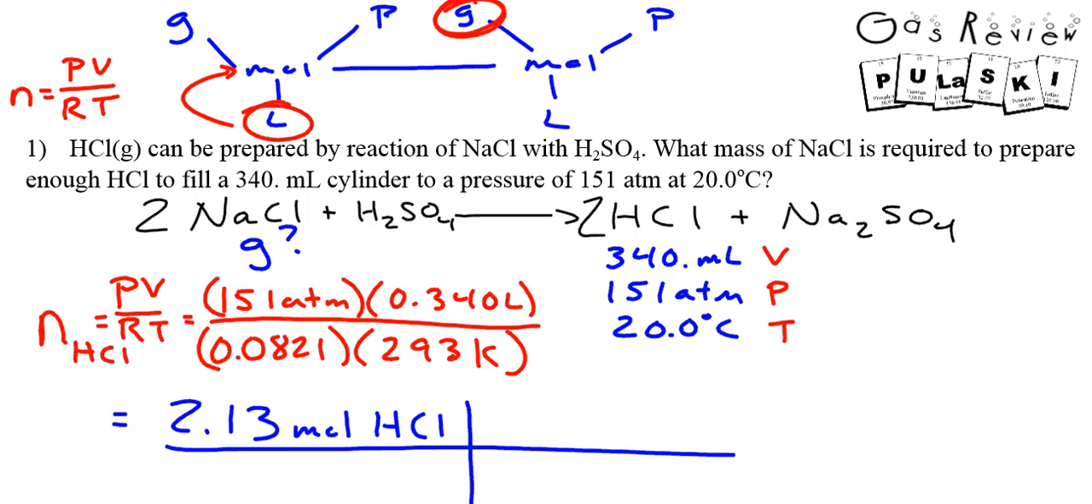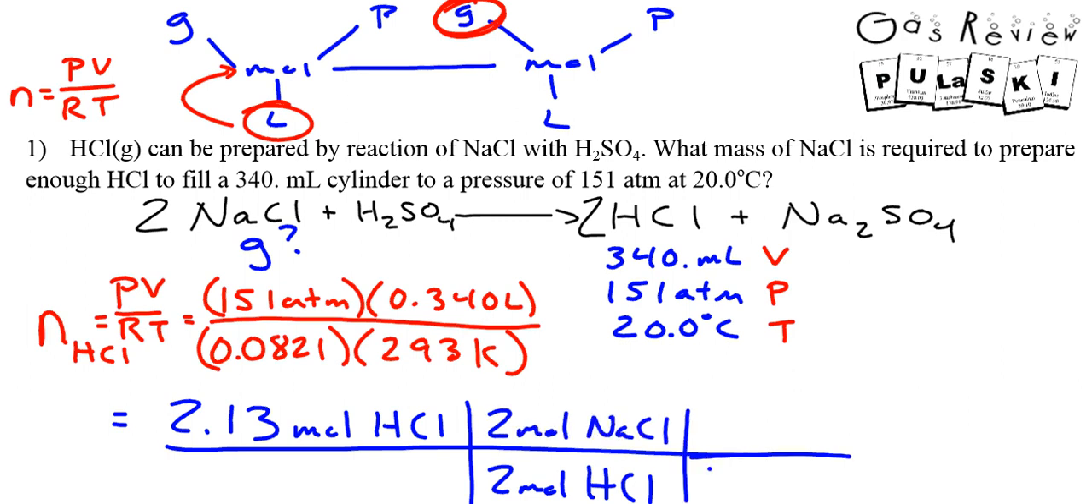So now I just have to recognize where you are. If you know where you are and you understand this flow chart, you should be good. So now we're doing the mole ratio: for every 2 moles of HCl, in this case, I happen to have 2 moles of NaCl.